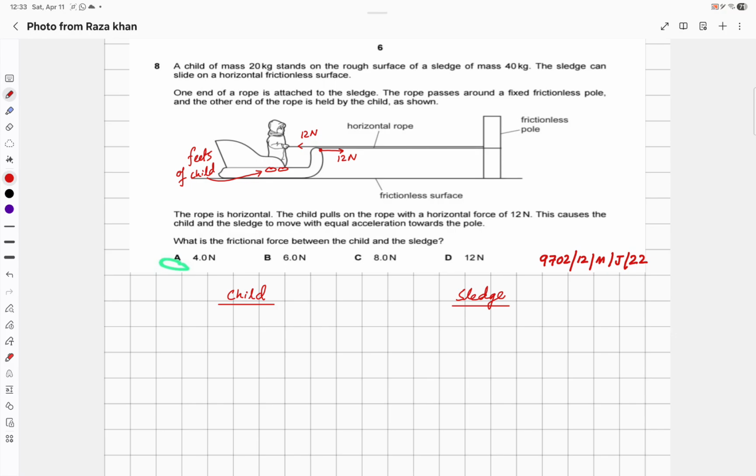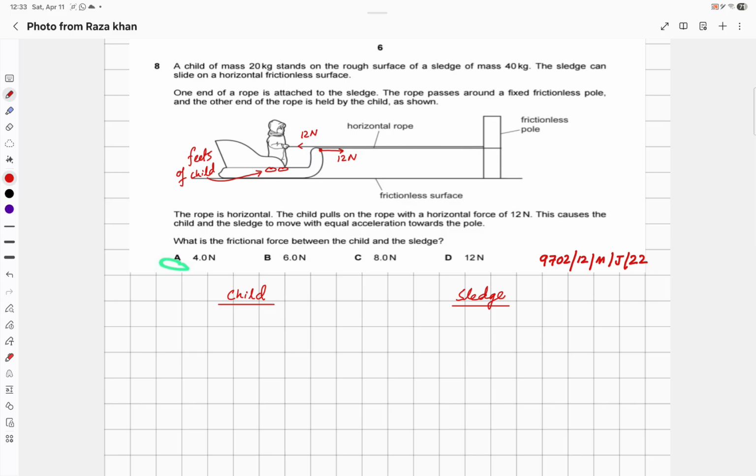Physics paper 1 2. A child of mass 20 kg stands on a rough surface of a sledge of mass 40 kg. The sledge can slide on a horizontal frictionless surface. One end of the rope is attached to the sledge. The rope passes around a fixed frictionless pole, and the other end of the rope is held by the child as shown. The rope is horizontal.